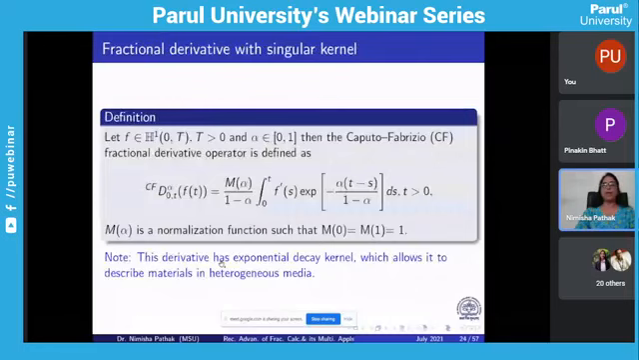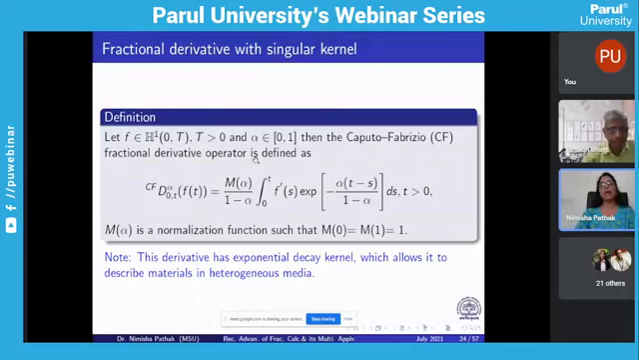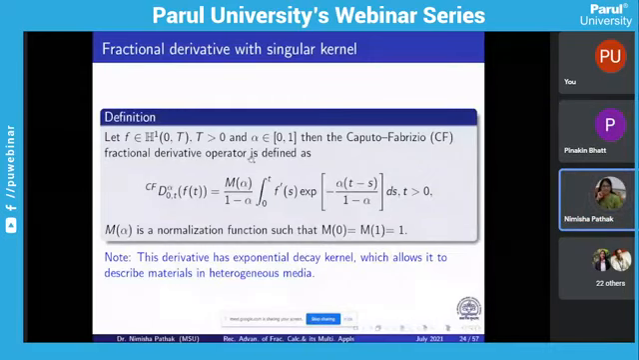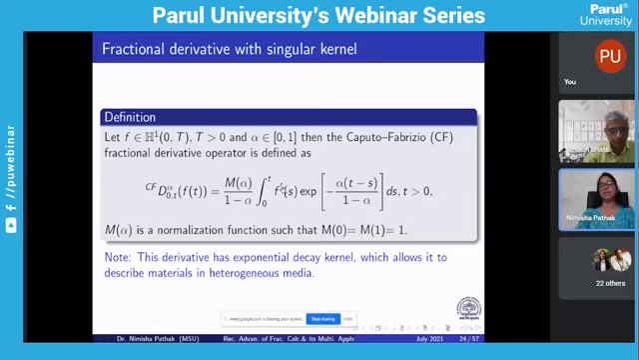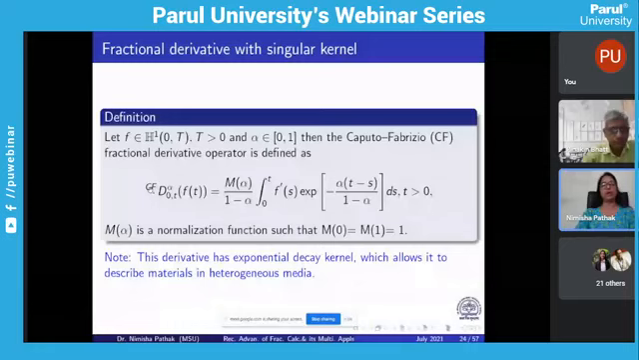So what happened is that the Hilfer derivative is the generalization of the Riemann-Liouville and Caputo fractional derivatives, but again the kernel is the power kernel. So mathematicians thought: why the power kernel? Why not another kernel? Then recently the Caputo-Fabrizio fractional derivative operator was introduced, which deals with functions in Sobolev space, and in which the kernel is an exponential function. Here CF stands for the Caputo-Fabrizio fractional derivative operator, and M of alpha is a normalization function such that M at 0 equals M at 1 equals 1.